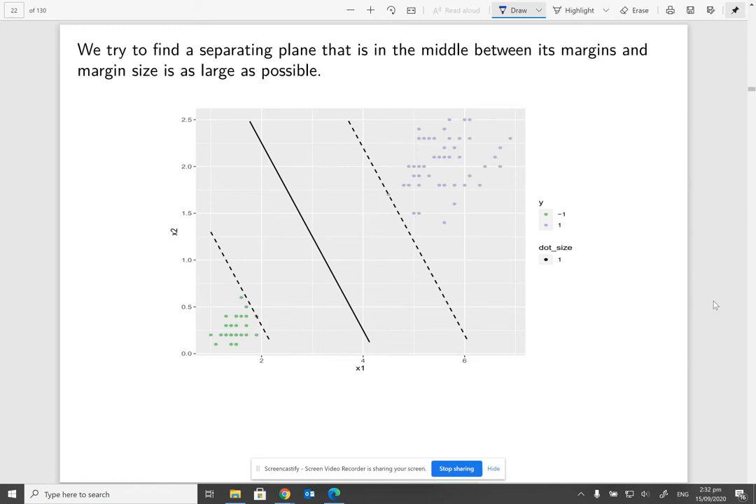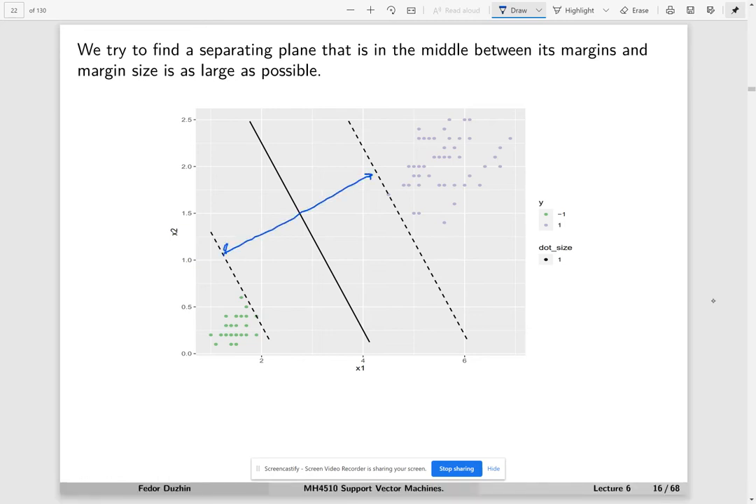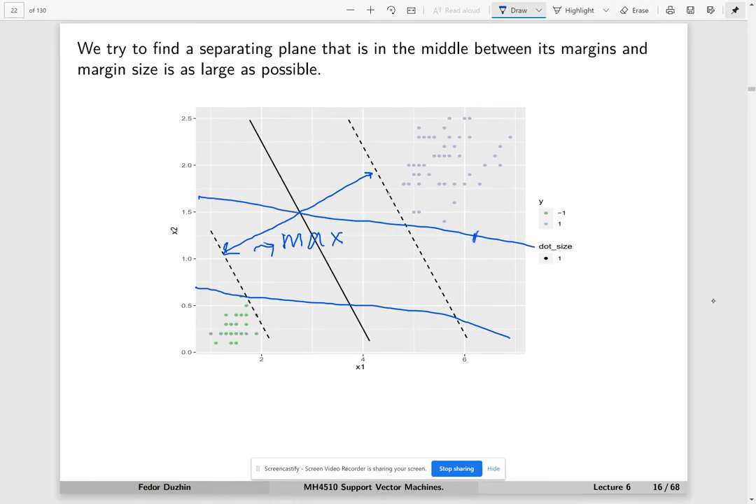Now we're going to try to find a separating hyperplane that is first in the middle between its margins, and the margin size is going to be as large as possible. So basically we're going to maximize the distance between the two margins. Hypothetically, if you consider a different hyperplane between this margin and this margin, something like this, then in that other position the size of the margin would be smaller, all right? So what you see here actually has the largest possible margins.